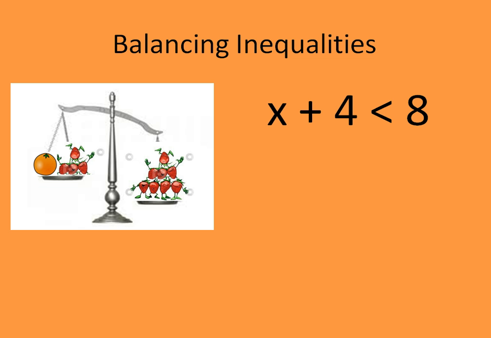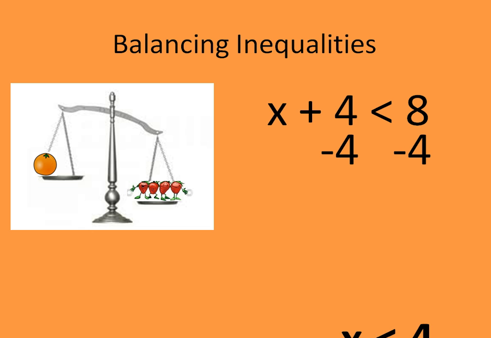So to do this, we must isolate the orange. How can we show this? Well, if we take away 4 strawberries from each side, we can conclude that an orange weighs less than 4 strawberries.